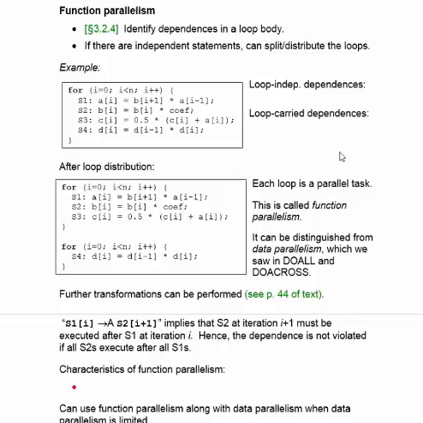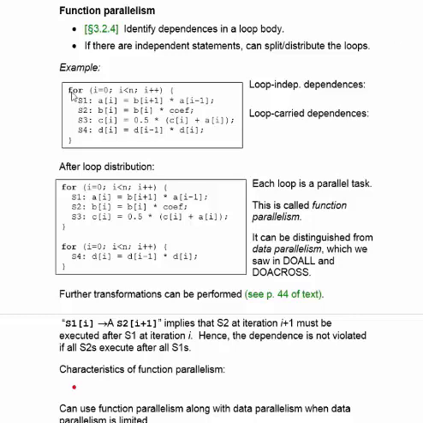The next kind of parallelism we want to consider is function parallelism. Its name comes from the fact that we can think of a whole loop as a function body and can execute the function bodies in parallel. The first step in doing this is to identify dependencies in a loop body and find which of the loop bodies are independent. We can then split or distribute the loops to different tasks that can be done in parallel.